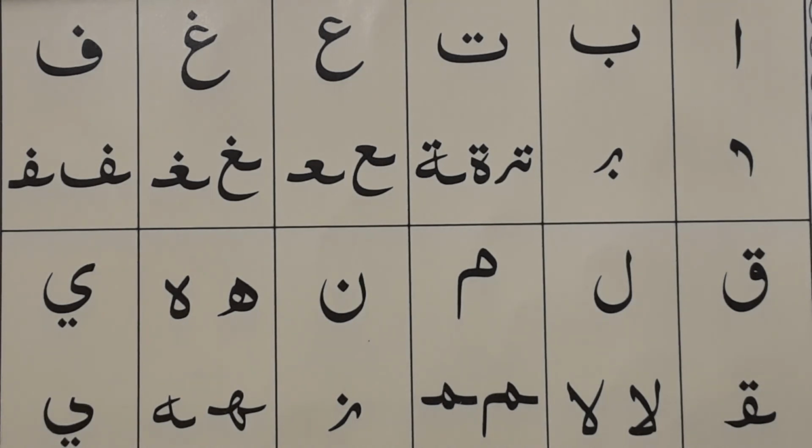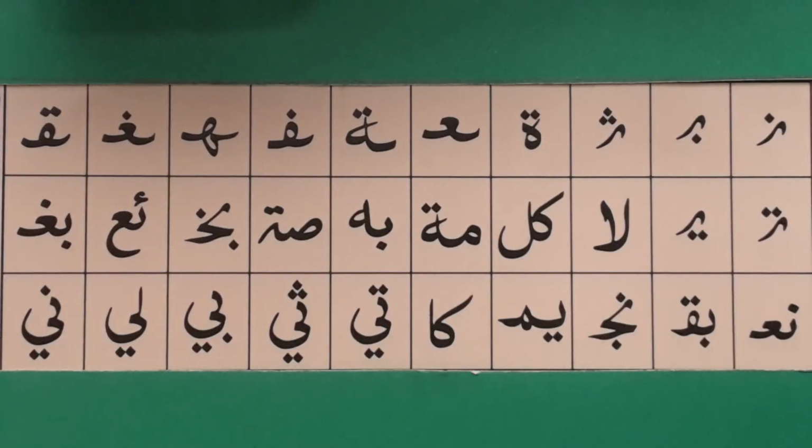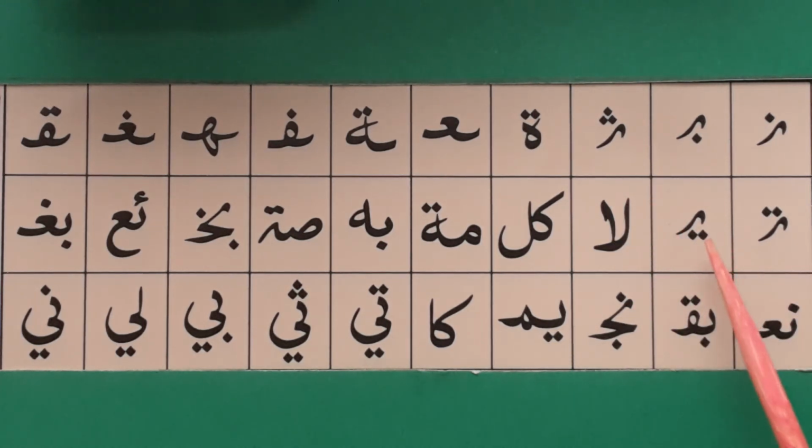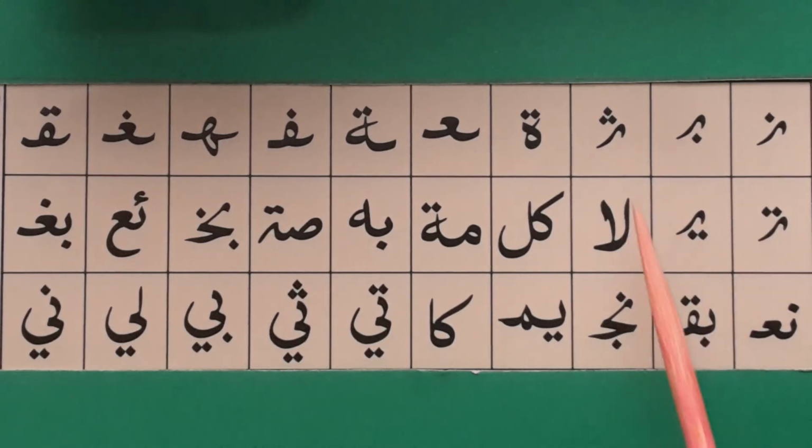I'll finish here. Let's finish with this one. So you have a shape like this and a dot at the top. We went through the dots in one of my first lessons. So this becomes a noon, that becomes a ba, that becomes a tha, and that becomes a ta, that becomes a ya. So five possibilities where the dots end up.